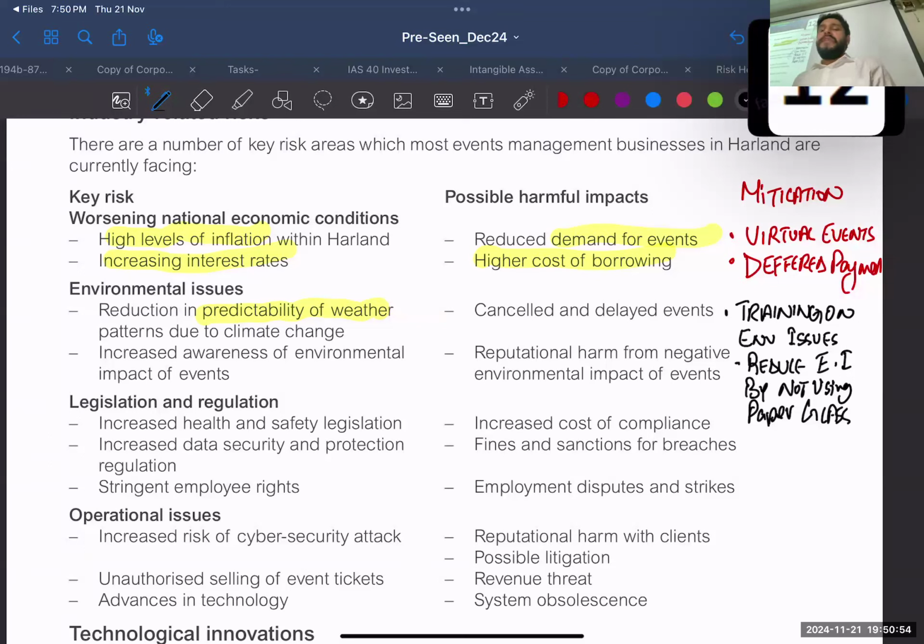Okay, legislation and regulation. Increase health and safety legislation. Increase data security and protection regulation. Stringent employees' rights. Increase cost of compliances. What could be the impact? Fines and sanctions for breaches, and employment disruption and strikes. Okay, mitigating factors. Help me out.